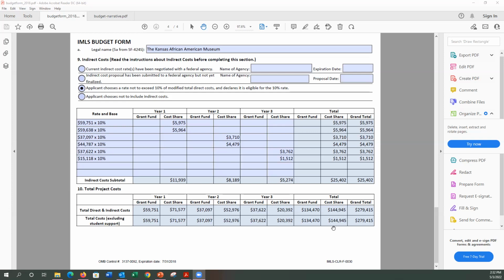So if it's a 1-to-1 cost share, then you have to have at least $134,470 in cost share or match dollars. And we've discussed a variety of ways you can achieve that.